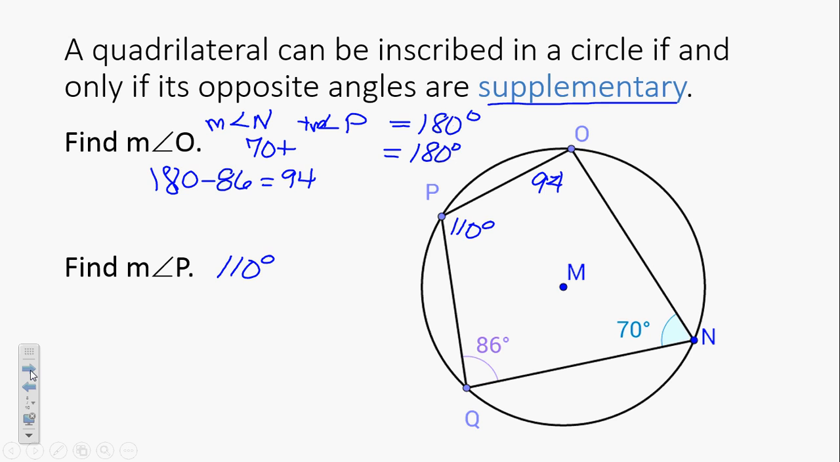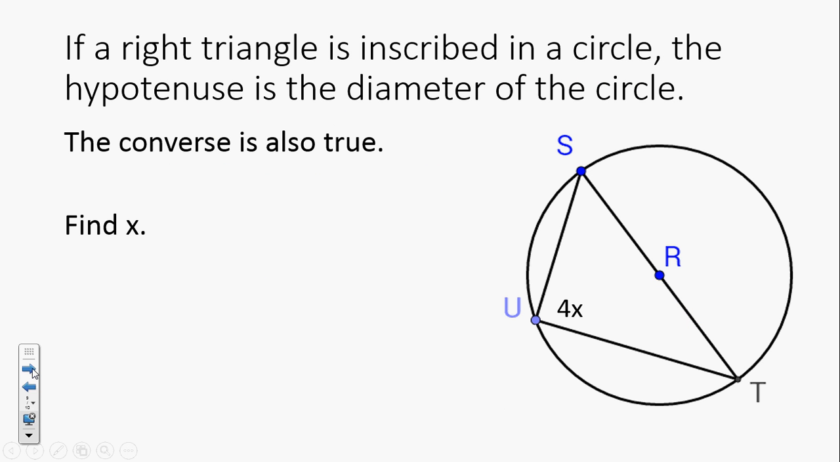Okay. All right. Last concept. If a right triangle is inscribed in a circle, the hypotenuse is the diameter of the circle.